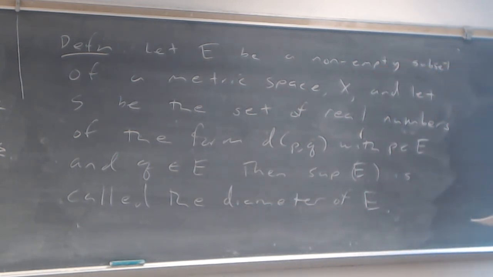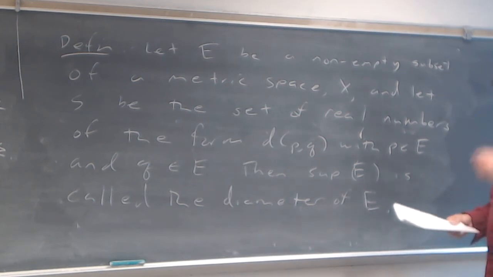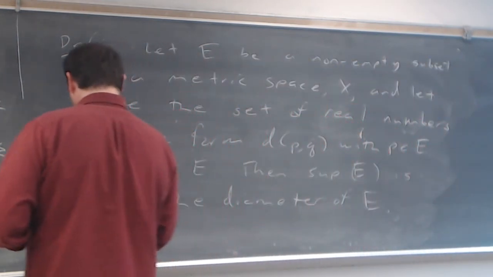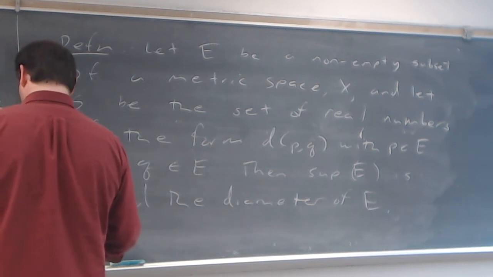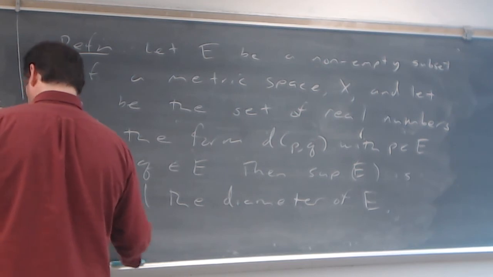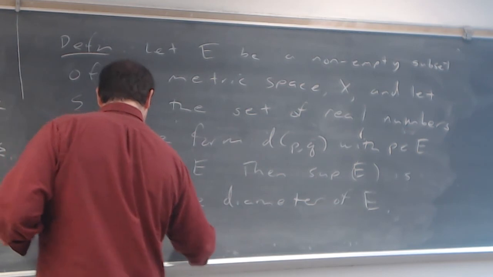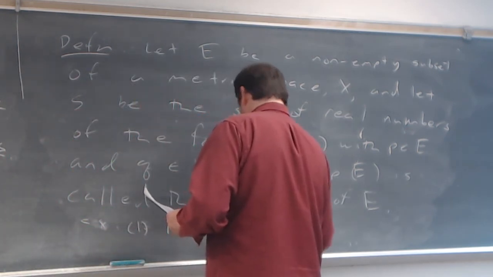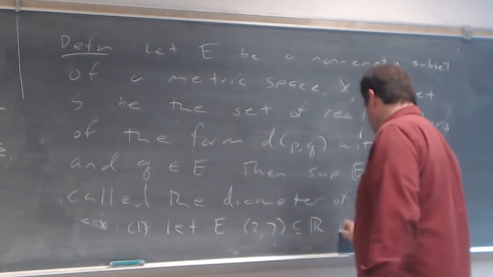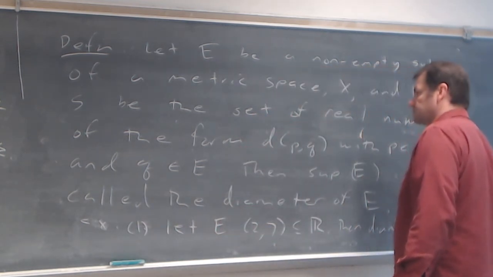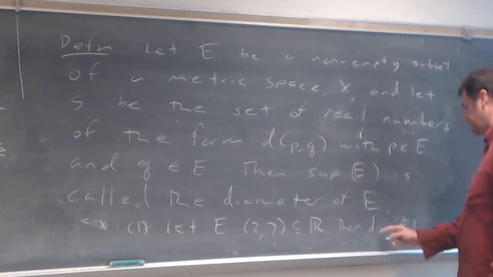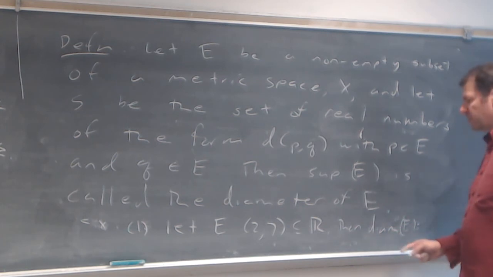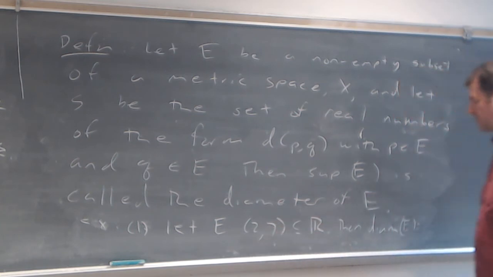Now, we'd say the sup exists provided the set S is bounded above. And so here, in terms of the sup existing as a real number, let me look at the first example here. Let E be equal to the set that goes from 2 to 7, which is a subset of R. Then the diameter of E, which I'll symbolize as diam of E, is going to be the sup of the distances that will happen here, and that's going to be 5.